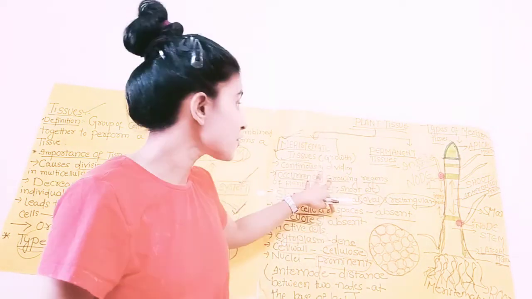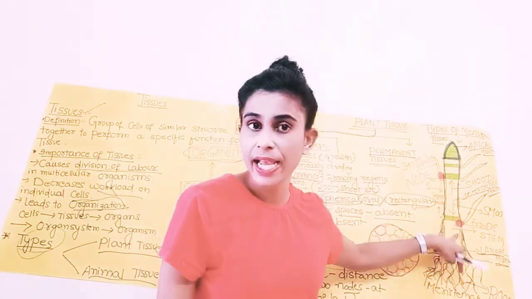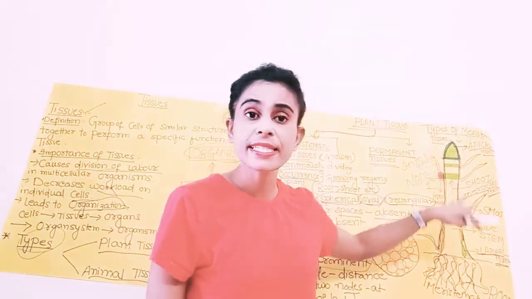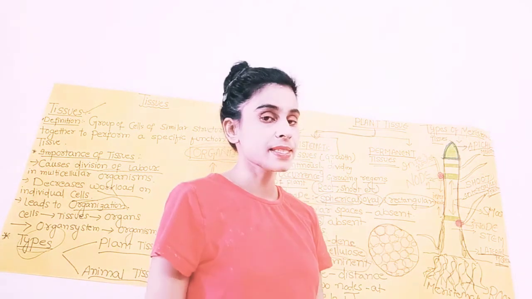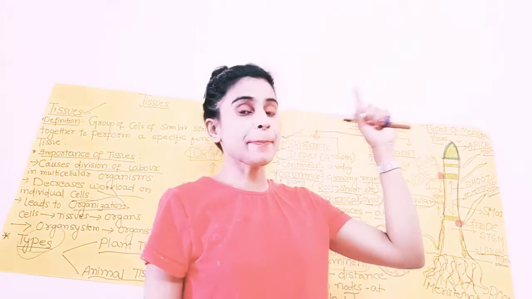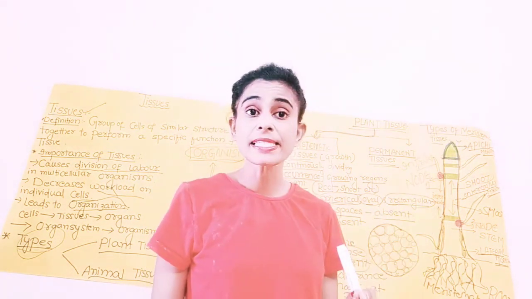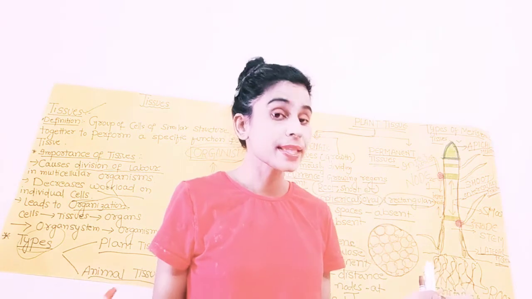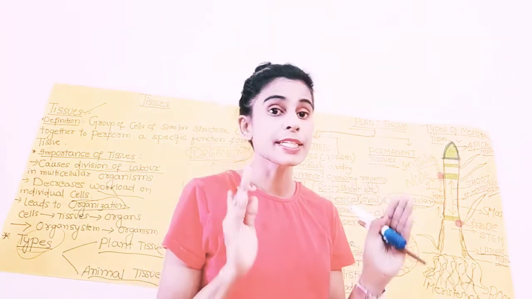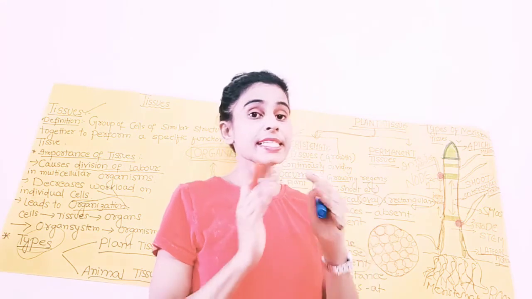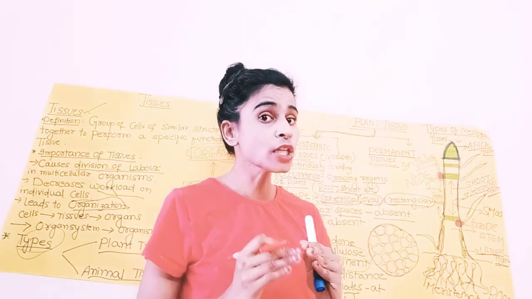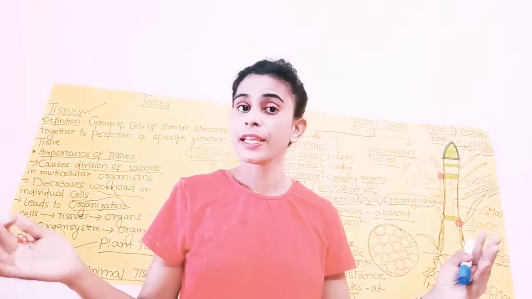How many types of meristematic tissues? Three types: apical meristem, intercalary meristem and lateral meristem. Apical meristem, at the tip of the shoot. Lateral meristem, near the bark, to increase the width. Intercalary meristem, in the internodes. Internodes are the distance between two nodes. Nodes are present at the base of the leaf.